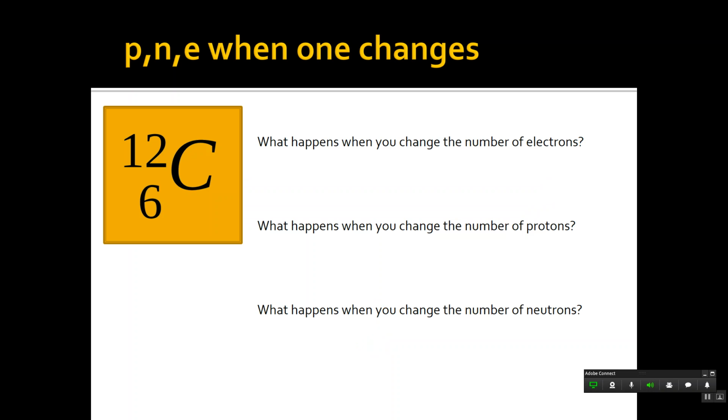All right, basics still, before we get into the more complicated stuff. Still not that complicated, but above what you guys are currently used to. So if I had carbon 6 here, and actually it's not carbon 6, it's carbon 12. It's the 12th isotope of carbon. What happens if you change the number of electrons? What do I get? A different charge, and an atom with a different charge is called an ion. Yeah, exactly.